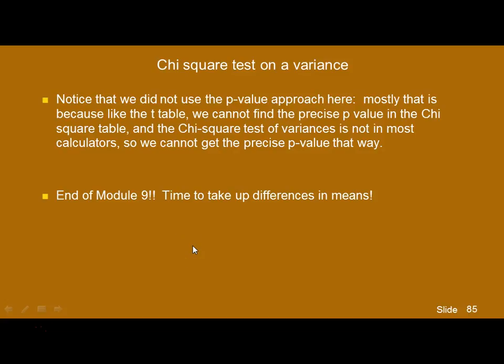Okay, notice as I mentioned earlier, we're not going to use the p-value approach here. Mostly that's because the chi-square table, similar to the t-table, it's kind of difficult to find p-values on that table. You cannot get the precise value. And also, maybe more importantly, the chi-square test of variances is not in most calculators. So you wouldn't be able to get the exact p-value that way either. So we'll just use the critical value approach here.